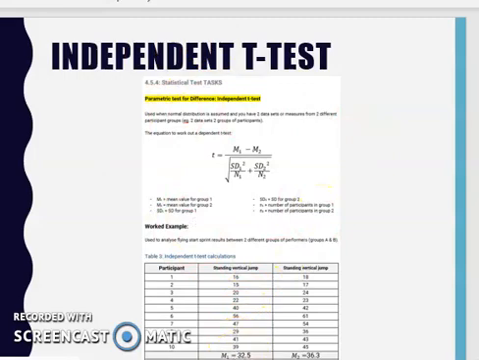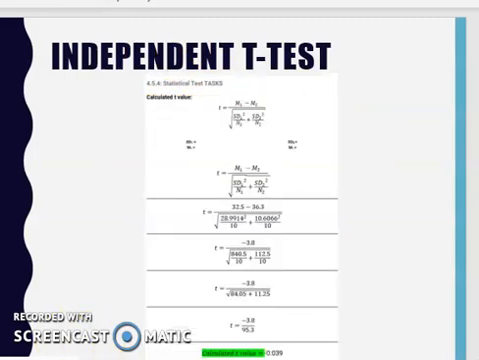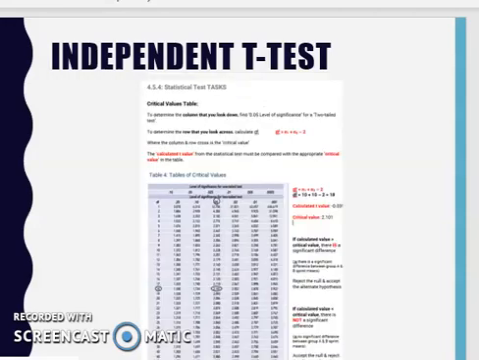Then you work out what M1 is and M2, and then you plug in the points of it to find the calculated t value of what it is, and then see if it's critical or not, and the significance is 0.5. Then it says if it's significant or not.